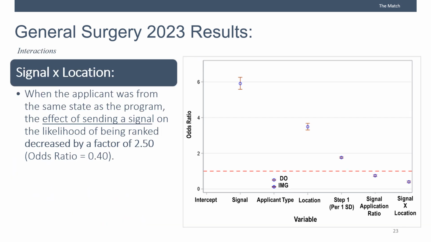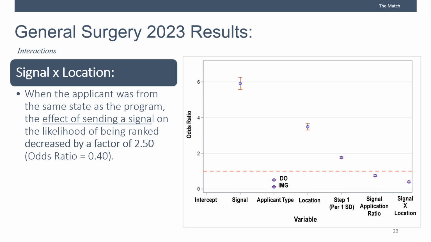And now for a signal and location interaction. When the applicant was from the same state as the program, the effect of sending a signal on the likelihood of being ranked decreased by a factor of 2.5. And what that means is that this doesn't indicate an overall decrease in the likelihood of being ranked. Rather, it means that the combined positive effects of sending a signal and being from the same state are less pronounced when both of these factors are present.